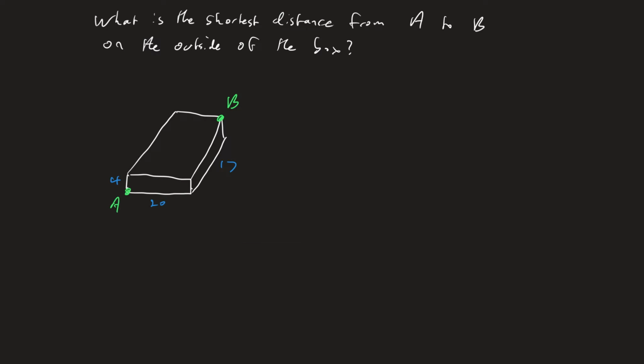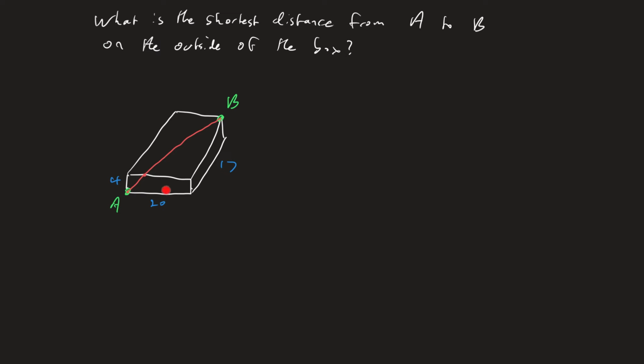Today's problem is to find the shortest distance from A to B on the outside of the box. Intuitively, if we get a rubber band and stretch it from A to B, it should probably look something like this, but we need to find this point of intersection. There is, however, a very simple way of solving this problem. It involves the following trick.